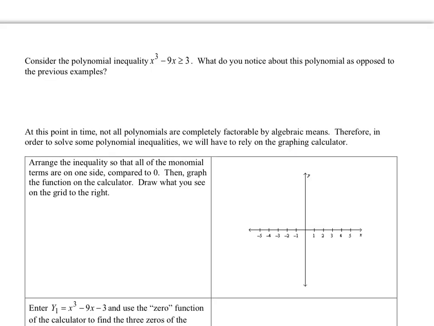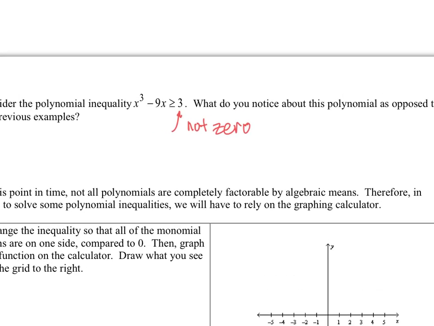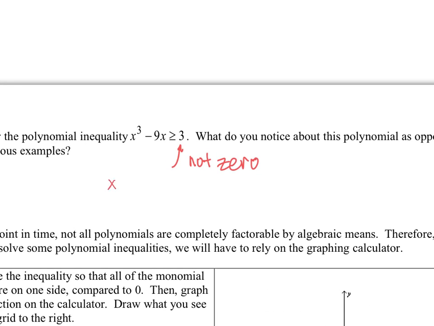All right, our last page. Consider this polynomial. We have this inequality, x cubed minus 9x is greater than or equal to 3. What do you notice about this polynomial as opposed to the previous examples? What they're wanting you to see is that right there, that is not 0. You can't do this if it's not 0 right there. You have to have it equal to 0 because we're looking at the number line, the x-axis, basically. So you would need to move that 3 over to solve this. So x cubed minus 9x minus 3 is greater than or equal to 0.